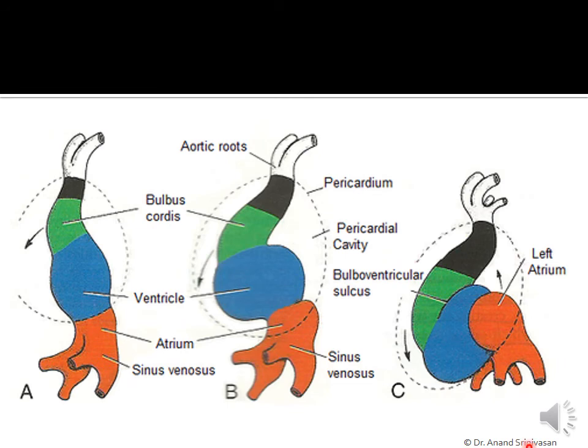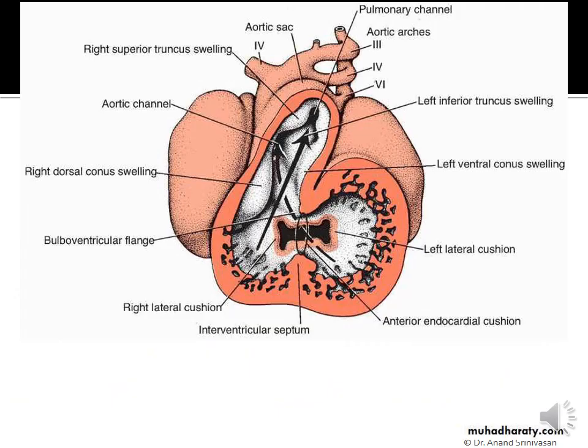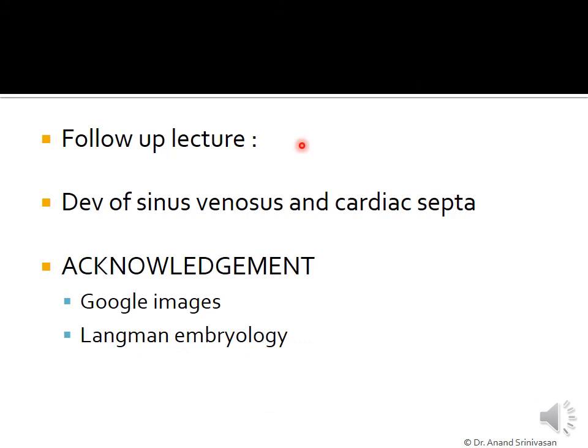The primitive chambers are the atrium, primitive ventricle, and bulbus cordis, and there are three portions of the bulbus cordis: the proximal, middle, and the distal portion. In the follow-up lecture we will be discussing the development of the sinus venosus and how the primitive atrium is separated into right and left, and how the ventricles develop into right and left ventricles.